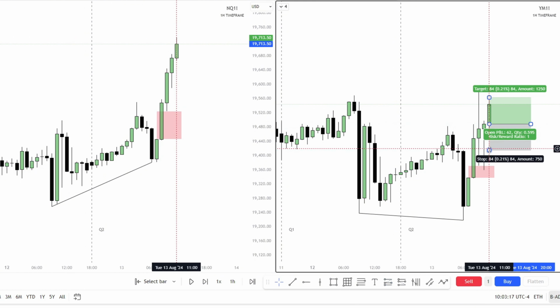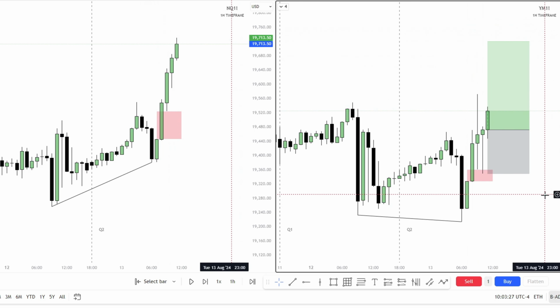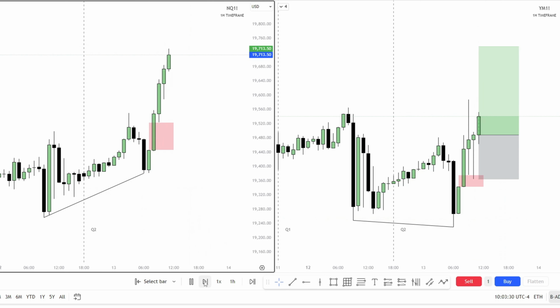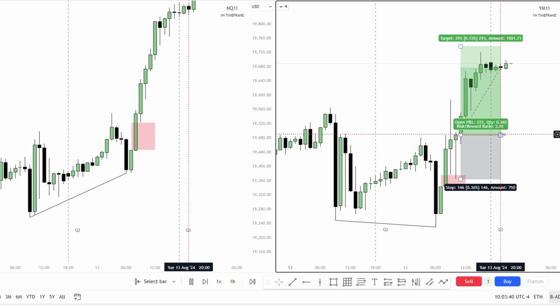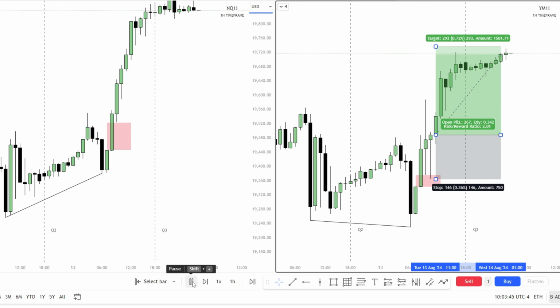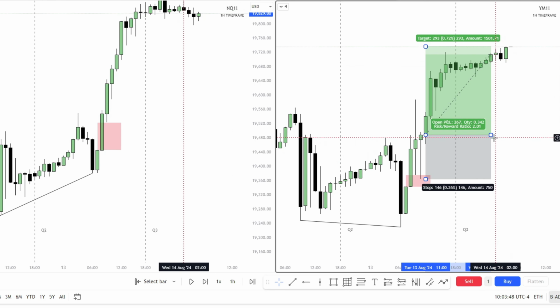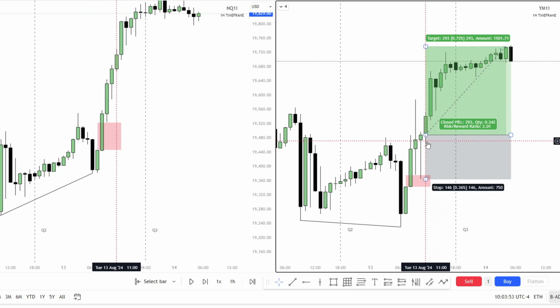So you can enter after this candle closes, placing your stop on the swing low inside of the fair value gap, and you can target a 2RR or whatever you would like to. In this case, we'll target a 2RR and we'll see if this plays out. A little bit choppy. And there we go. As you can see, it took a while to get there, but it did still play out with very minimal drawdown as well.